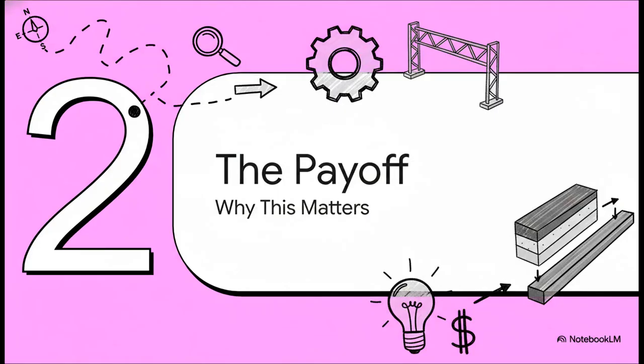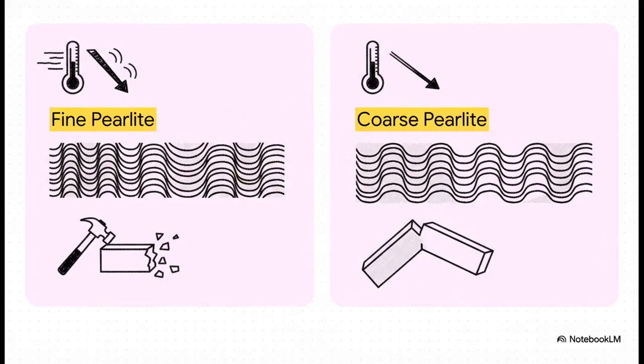So, we followed the map, we predicted a final structure, but who cares? So what? Let's talk about the payoff and why on earth an engineer would go through all this trouble. This is where it all comes together. That cooling journey we just took, the speed of that journey completely changes the final product.